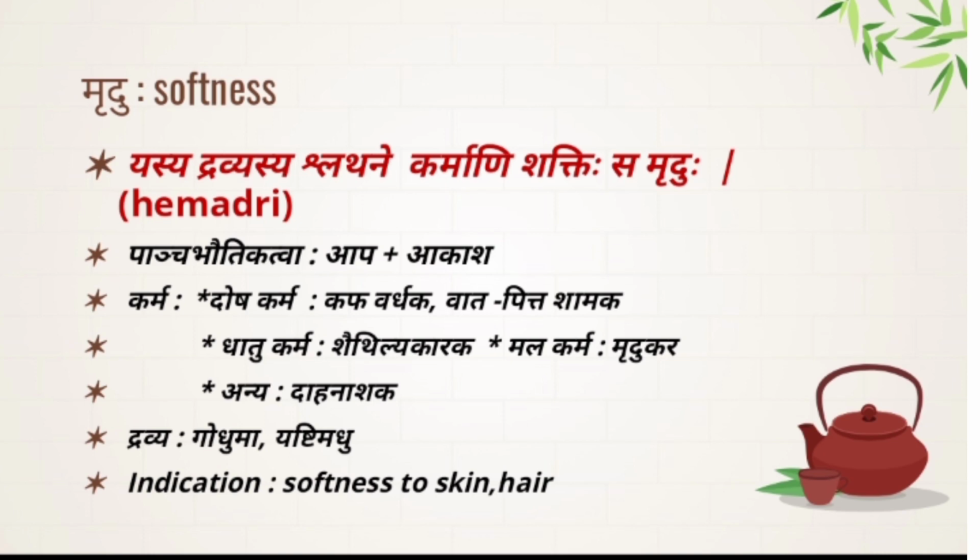And mala karma is mrudukaraka in constipation, anya karma like dahanashaka it does, or parushatahara will be there. Dravyas like godhuma and madhu we need to consider here. Many more are there. The indication is softness to the skin, hair, body parts and organs it will provide.